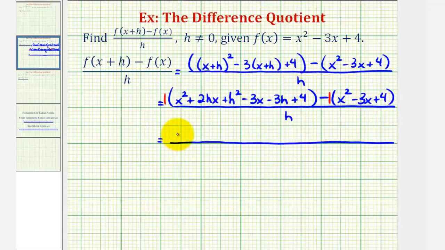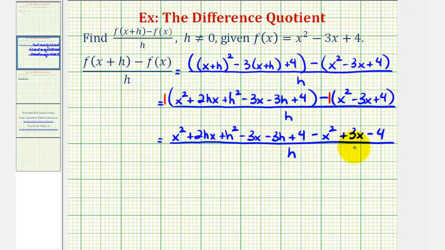For the first part, we would just have x squared plus 2hx plus h squared minus 3x minus 3h plus 4. Notice nothing changed. But for the second part, if we distribute negative 1 or subtract this entire function, it's going to change the sign of each term. So we'll have minus x squared, and then negative 1 times negative 3x is plus 3x, and then negative 1 times positive 4 would be minus 4.